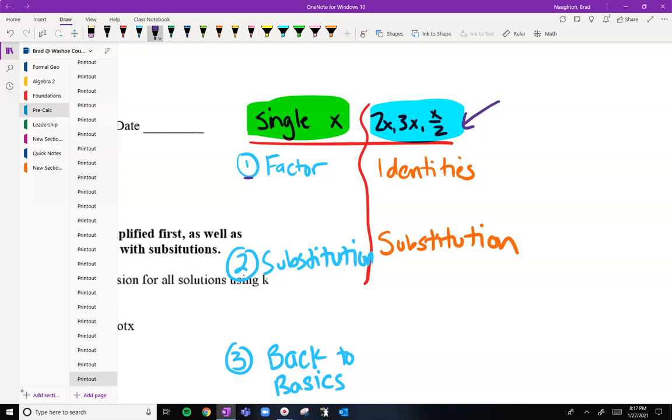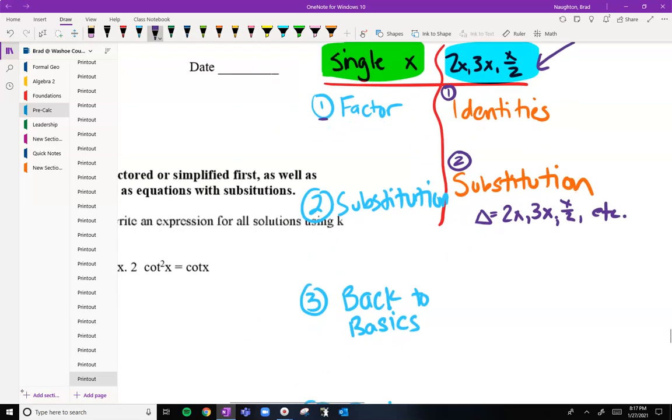If you have one of these, again, it really is over those identities, making sure you're ready to plug those in, that you're thinking about them, and plugging in the one that makes the most sense. The second thing is obviously that delta substitution for the 2x, the 3x, or I should say the x over 2, etc. Now, what we're going to spend almost all of today on is the single x, and that's what we spent almost the entire 4 days on.